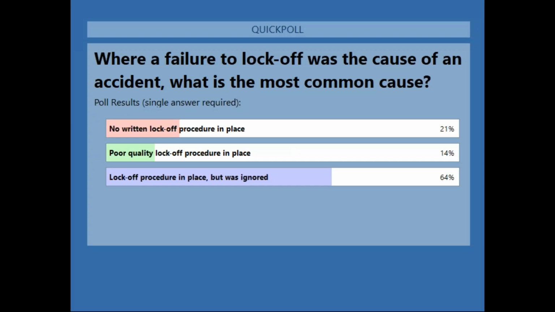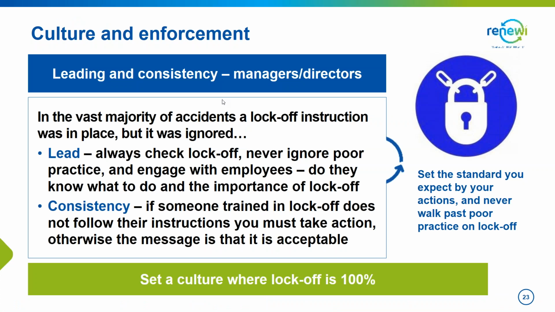Okay, so Geoff, most people are thinking there that everyone has ignored the procedure that has been put in place. And they would be entirely correct. In the vast majority of accidents, and I'm a health and safety professional, I can argue with the details of a lock-off instruction because that's what health and safety professionals do. But in the vast majority of fatal accidents involving machinery, there was a lock-off procedure in place. People simply didn't follow it.